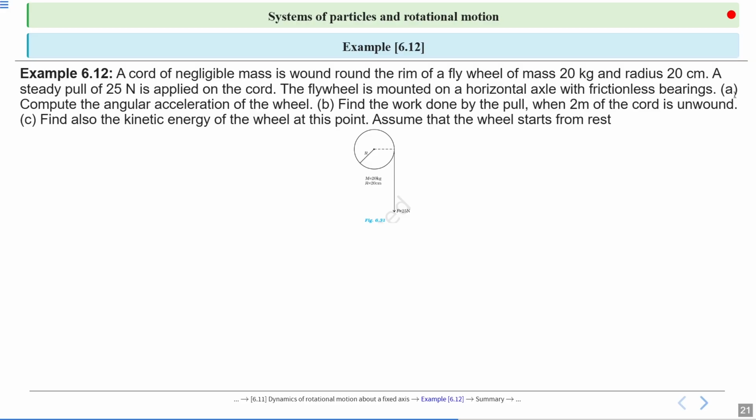So you have to find out: A, compute the angular acceleration of the wheel, it means alpha. B, find the work done by the pull when 2 meter of the cord is unwound. C, find also the kinetic energy of the wheel at this point, and assume the wheel starts from rest. So all three questions A, B, C are formula based. Think about it.